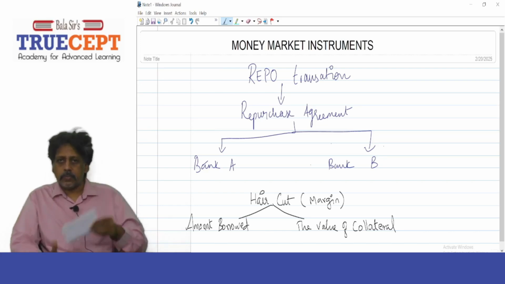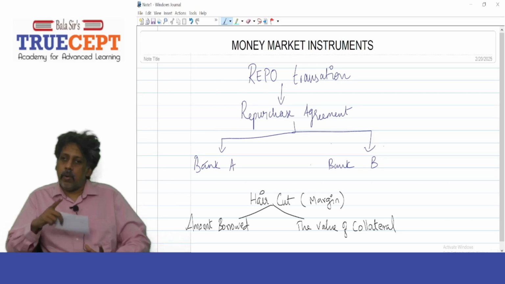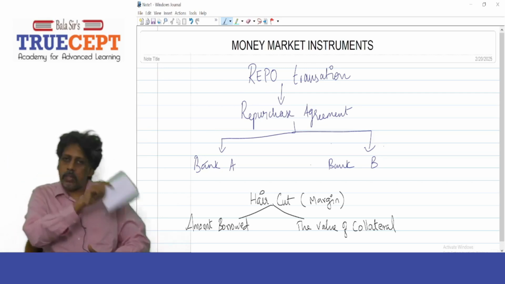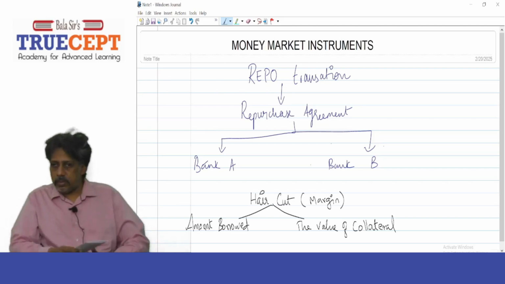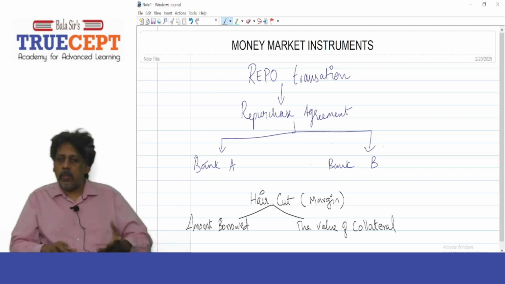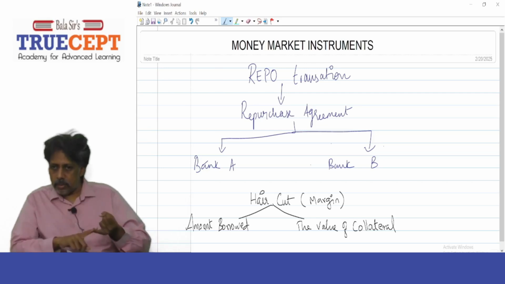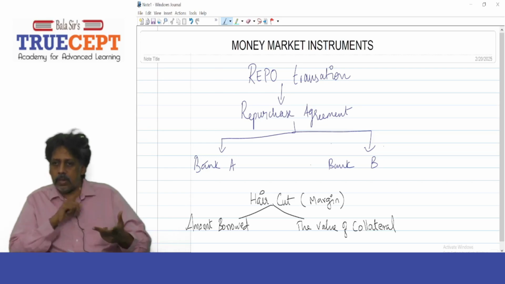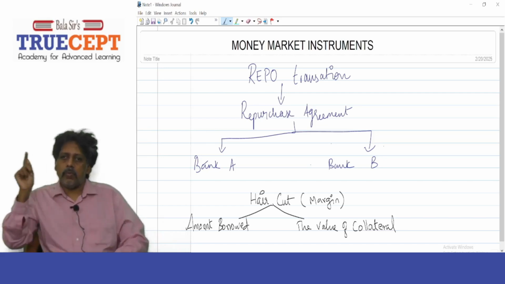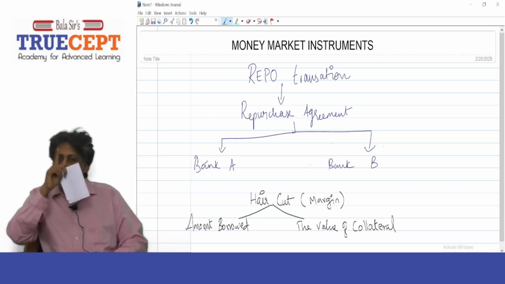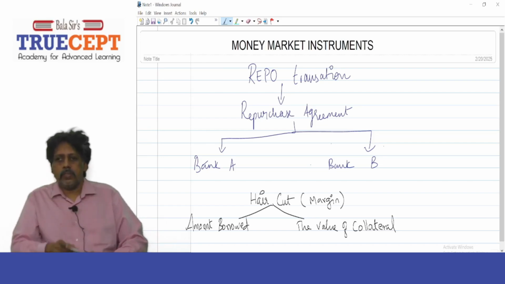Got it? And after 1 month, when banker A is going to pay 1,01,000 and get these investments back, what is the entry? It's going to be loan account debit. How much? 98,000. Interest account debit 3,000. To cash or bank account 1,01,000 repaid. Got it? That is how a repo transaction works. Nothing but a repurchase agreement.